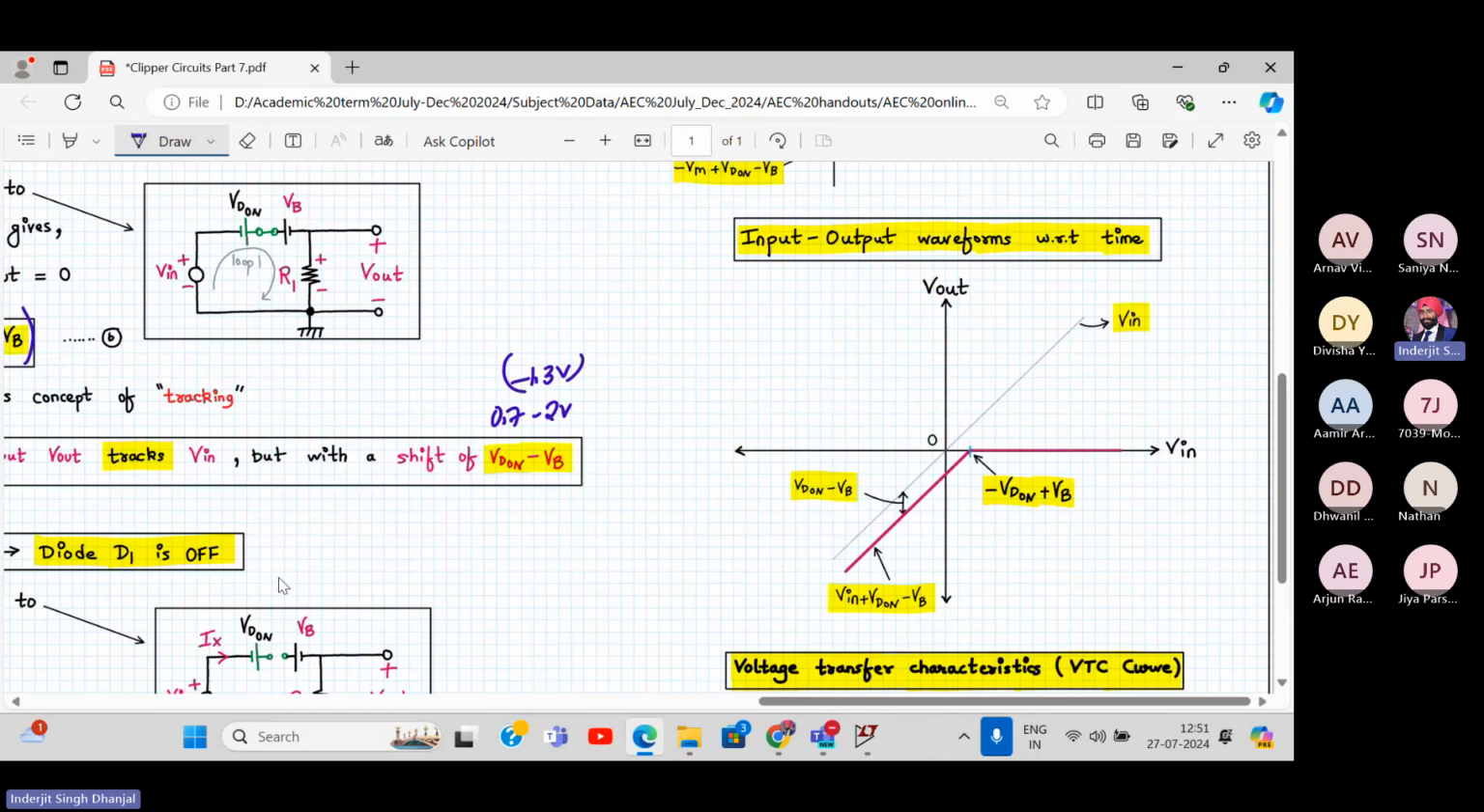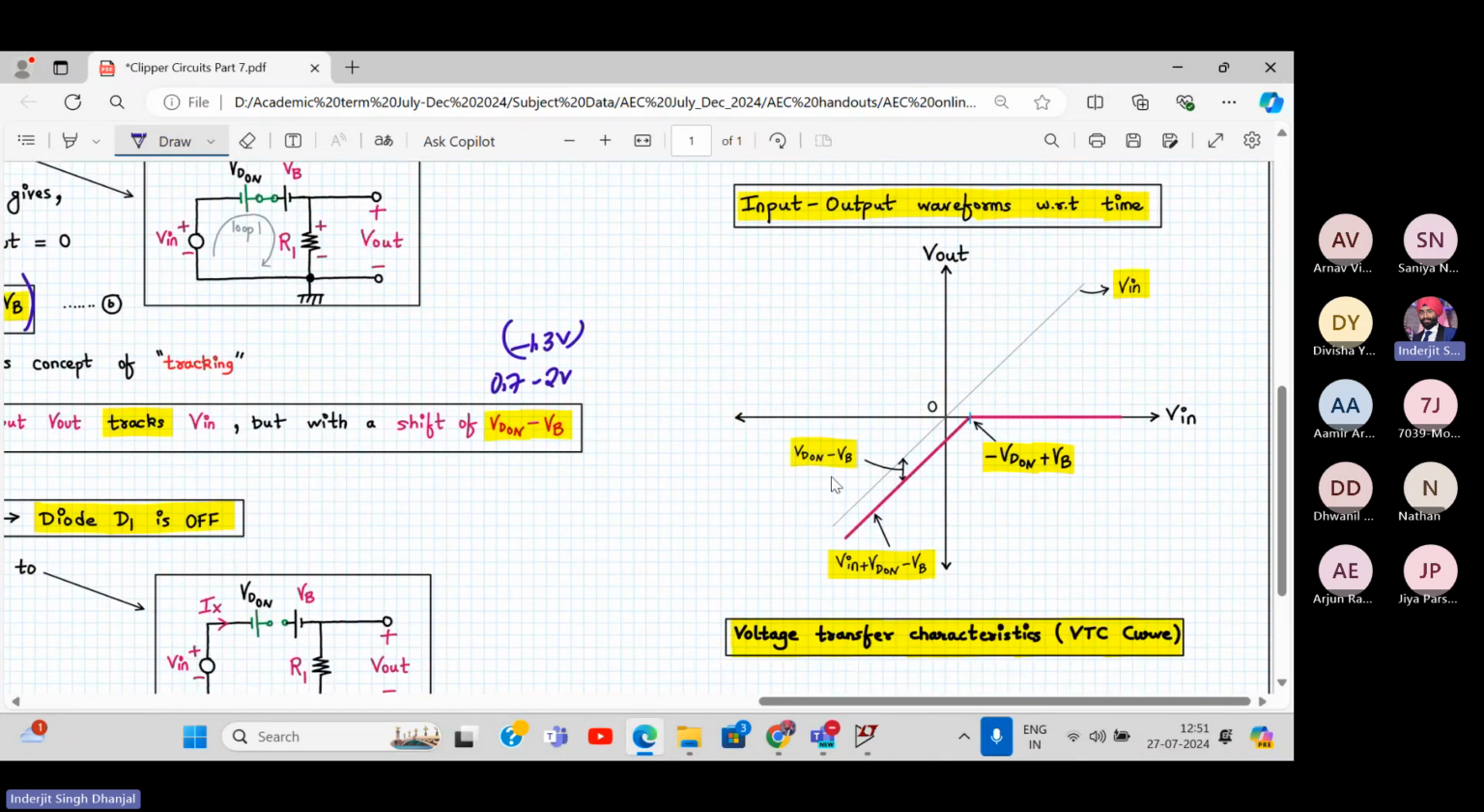So let's plot the VTC curve. So the VTC curve will be VD on minus VB. Okay. So here it is. This is VD on minus VB below. Minus means below. Okay. So if I substitute it over here, the y-intercept will become minus 0.7 over here. So that's why we have a line. This line is called V in equal to VD on minus VB. This is the V in plus VD on minus VB line.